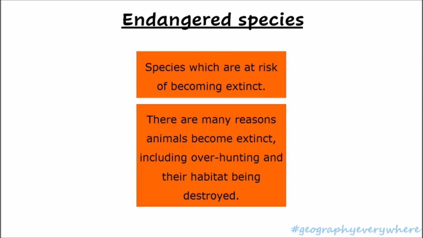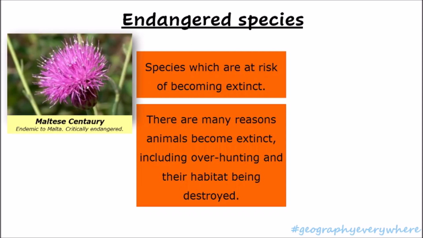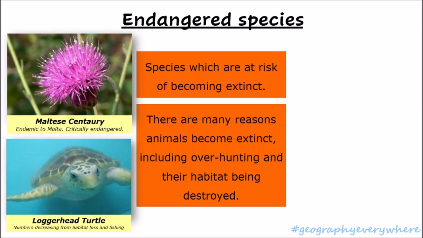There are many reasons animals become extinct, including overhunting and their habitat being destroyed. Maltese sanctuary is a plant that's endemic to Malta. It is the national plant of Malta, but it's critically endangered. There aren't many individuals of the species left because habitat is being lost. Loggerhead turtle can also be found in Maltese waters and is also an endangered species. Its numbers are decreasing because of fishing, such as getting stuck on nets and fishing boats, and also from habitat loss. As the population is increasing, more of the coast has been taken up, especially by bright lights, which confuse a turtle when it needs to go back up to shore to lay its eggs.